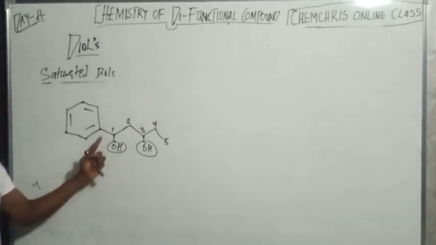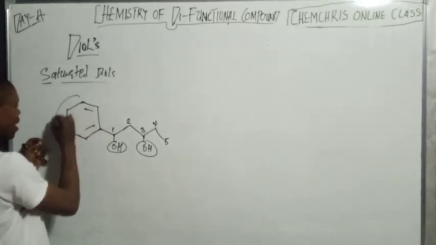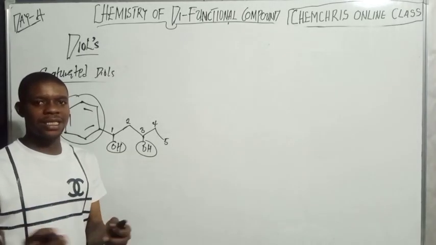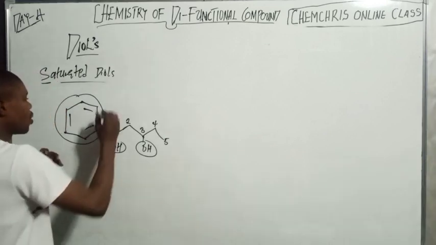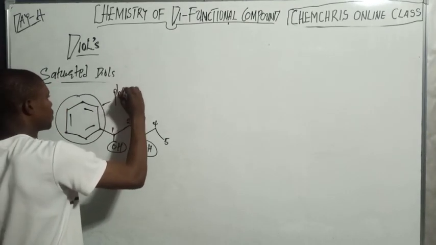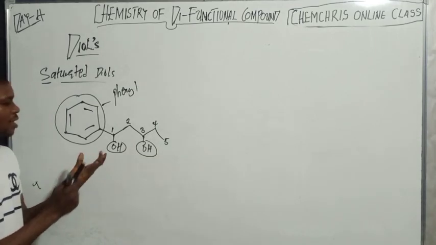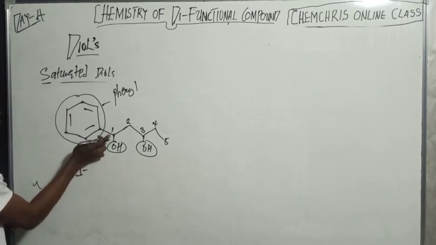Can you see that? 1, 2, because this carbon here is connected to this phenyl, to this benzene ring. Whenever a benzene is acting as a substituent, it's no longer called benzene, it's called phenyl. So now it's going to be 1-phenyl, because the phenyl is on carbon number 1.